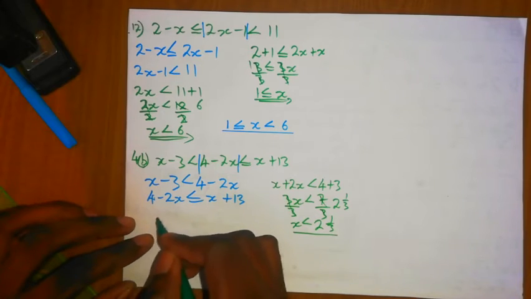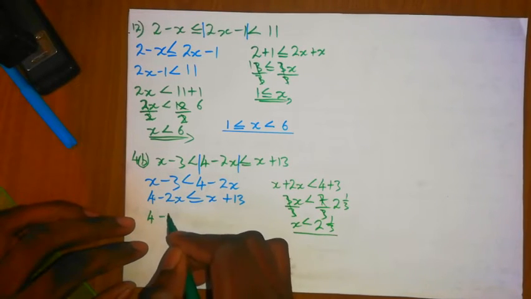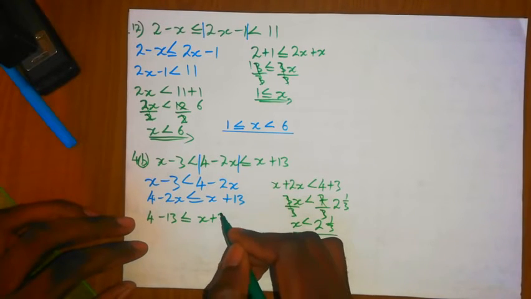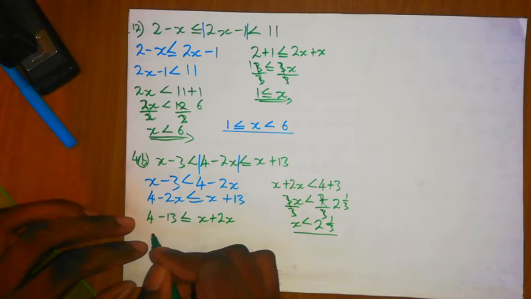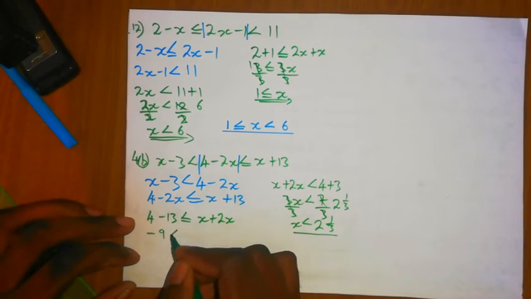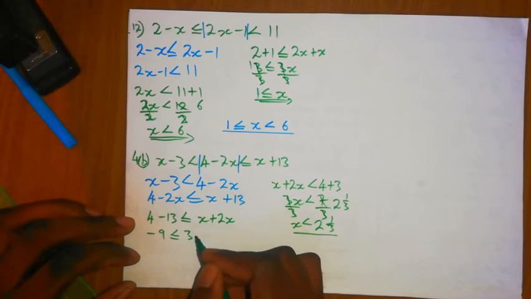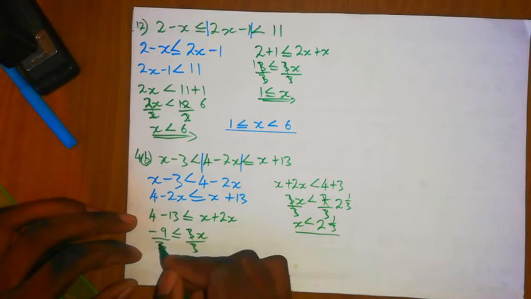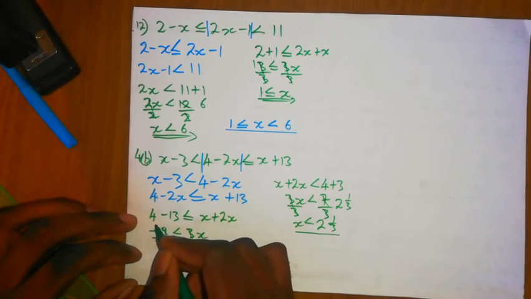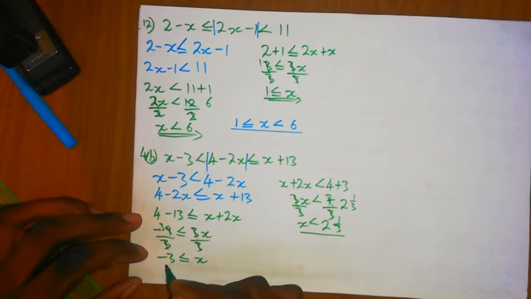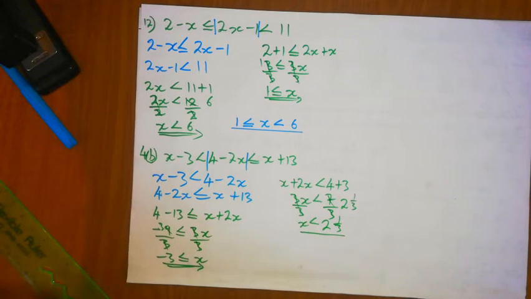Then now I'm going to that one. I'm going to have 4 minus 13 is less than or equal to x plus 2x. Then 4 minus 13 is negative 9 is less than or equal to 3x. Divide both sides by 3. It's now negative 3 is less than or equal to x. That is my answer there.